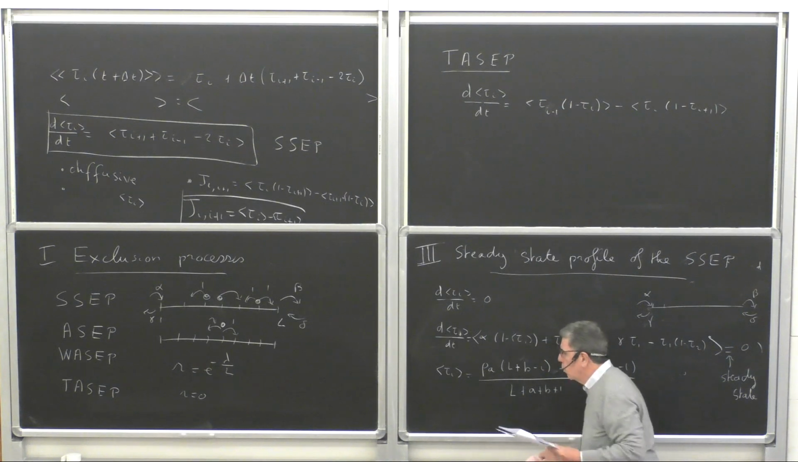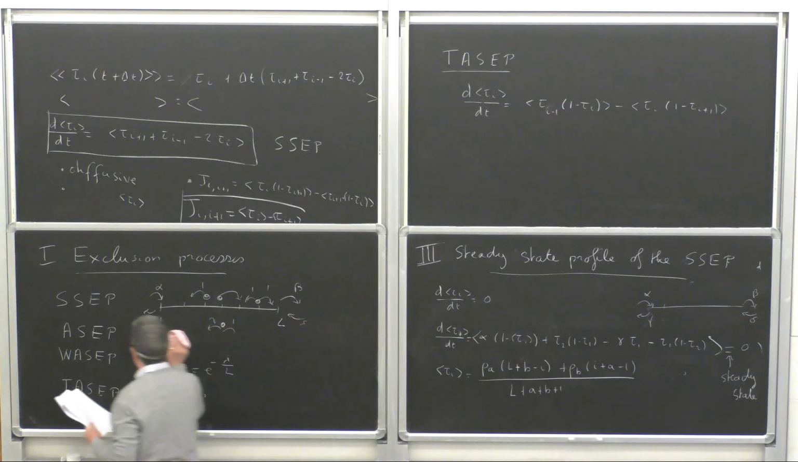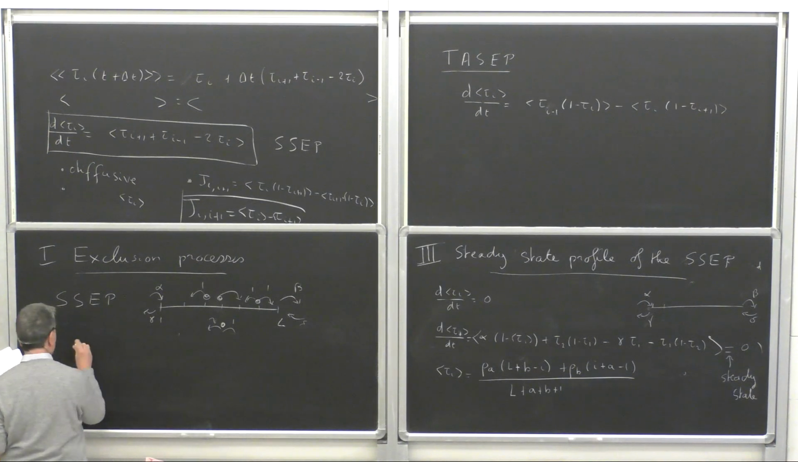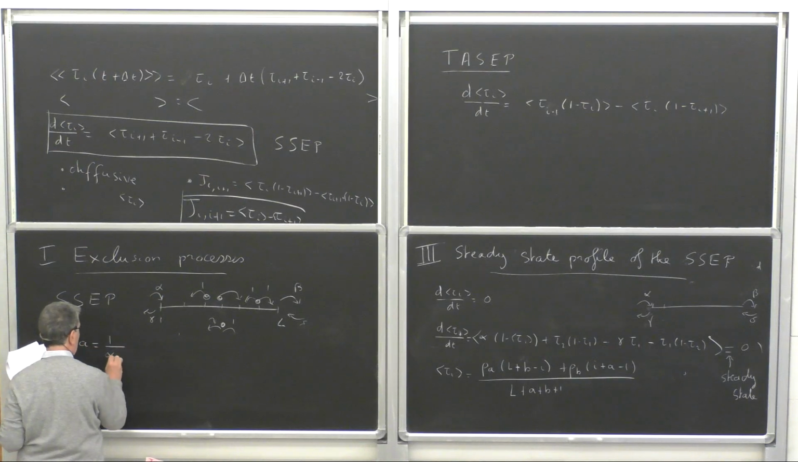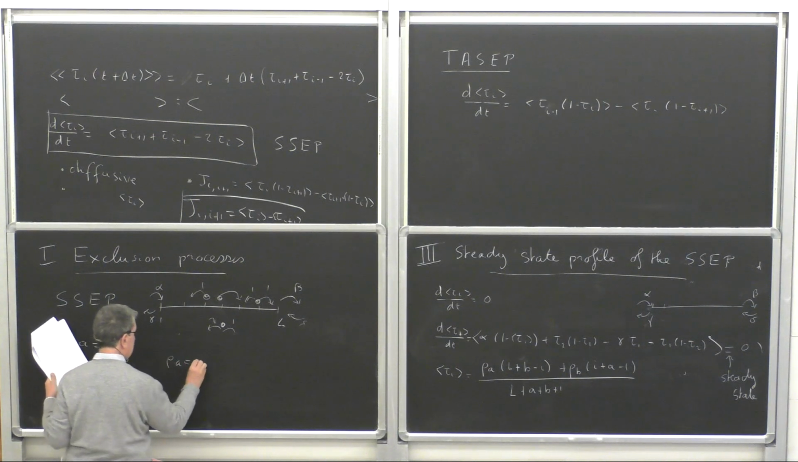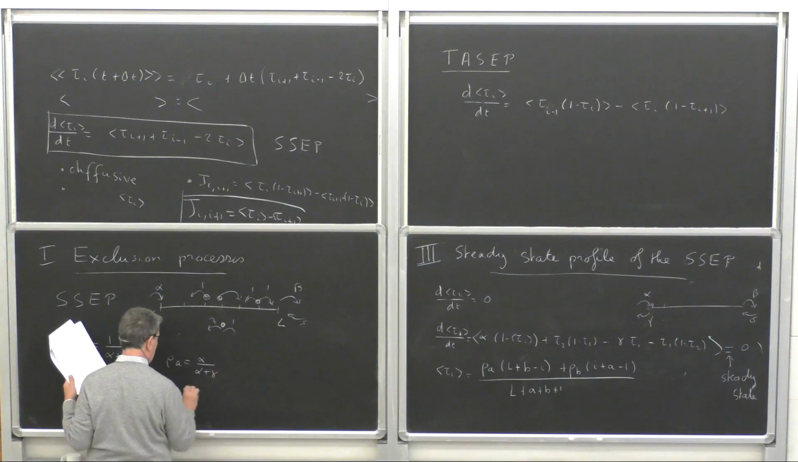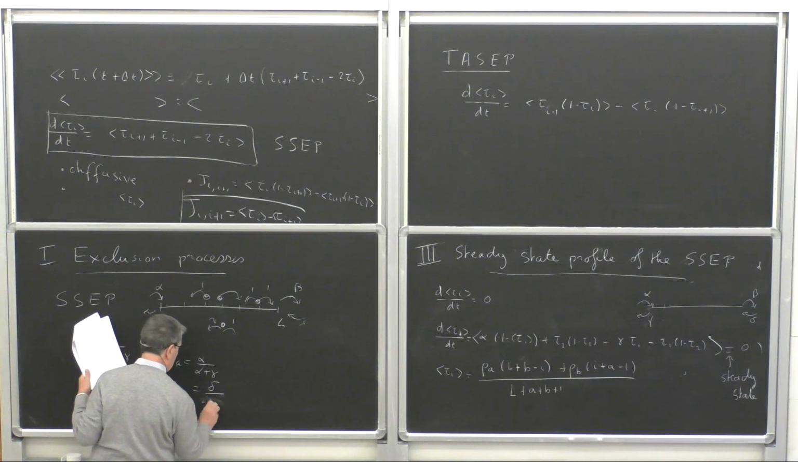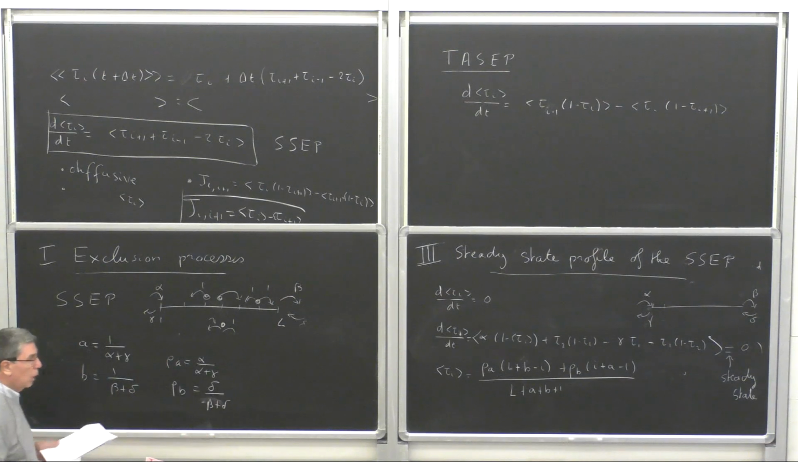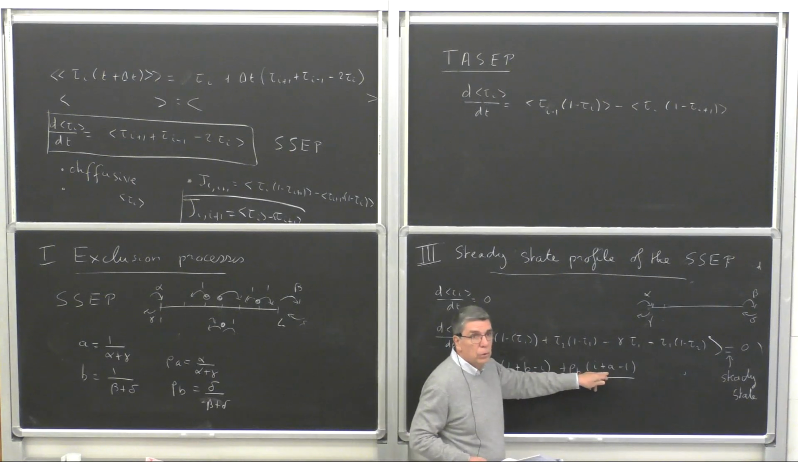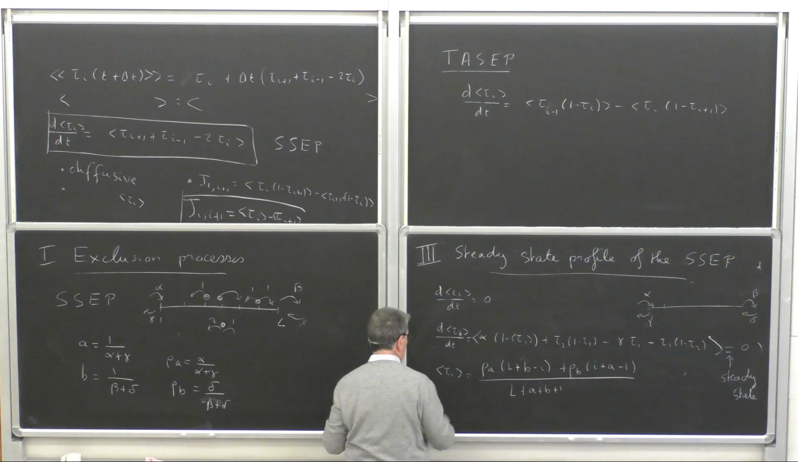And I have to tell you what all these things are. A is 1 over alpha plus gamma. B is 1 over beta plus delta. And ρ_A is alpha over alpha plus gamma. And ρ_B is delta over beta plus delta. Okay, so this is one way to write it. And you see, of course, it is linear in the position of the site, and you have an explicit formula.